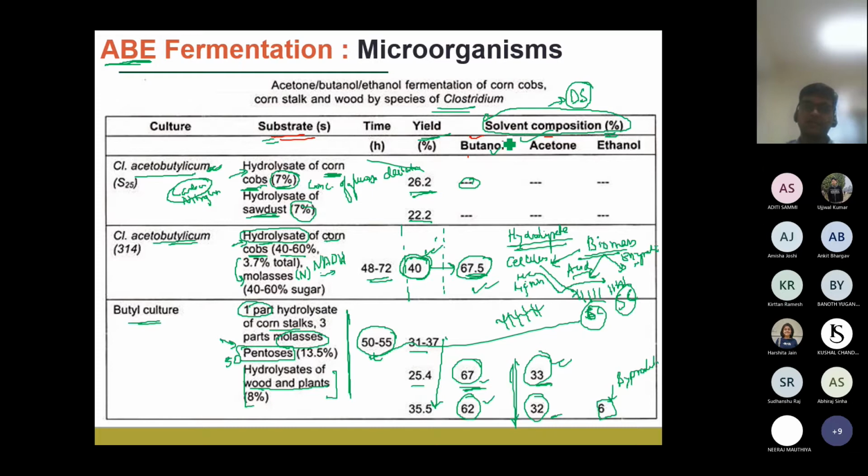So that is why ABE fermentation is generally carried out with this type of agricultural hydrolysates, and that helps in conversion of the waste that was generated into some sort of fuel or value added chemicals.